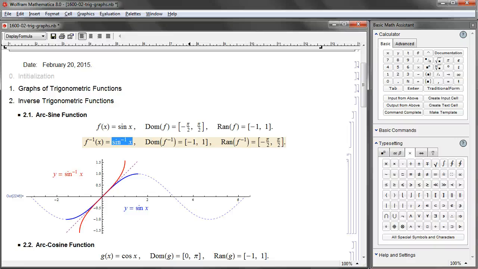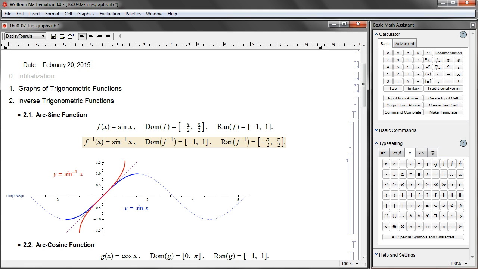Now, what does an inverse function do? Inverse functions flip x and y basically. X goes to y, y goes to x. And consequently, domain becomes the range, range becomes the domain. So the domain of the inverse function is negative 1 to positive 1. Range is negative pi over 2 to positive pi over 2. The graph of the inverse function is symmetric with respect to the principal diagonal y equals x. So we have that red graph, and that is the graph of the arcsine function.